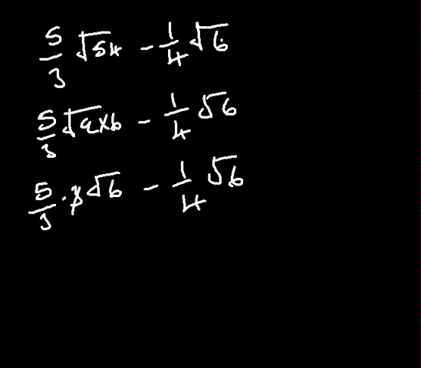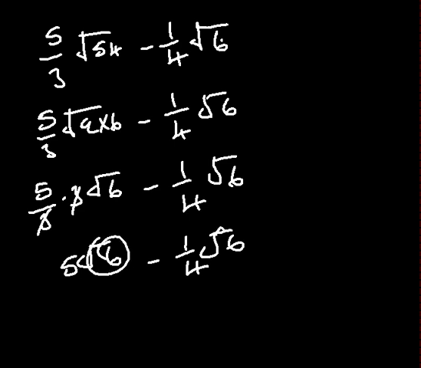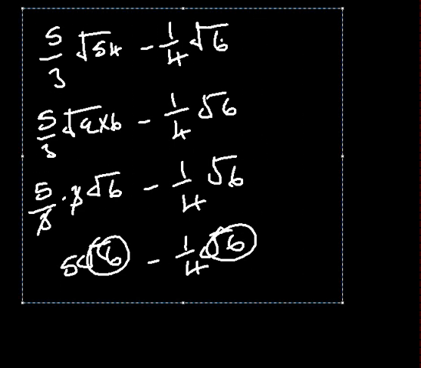Now in this case the 3 and the 3 cancel. We'll have 5 square root of 6 minus 1 over 4 times the square root of 6. Now these are like terms, which you can subtract. So take note of that. Now how about the multiplication of surds?